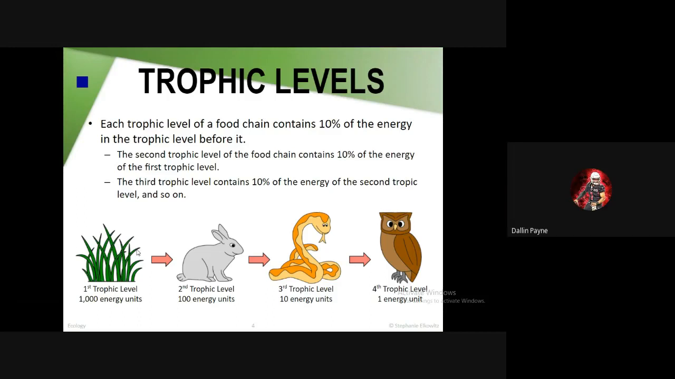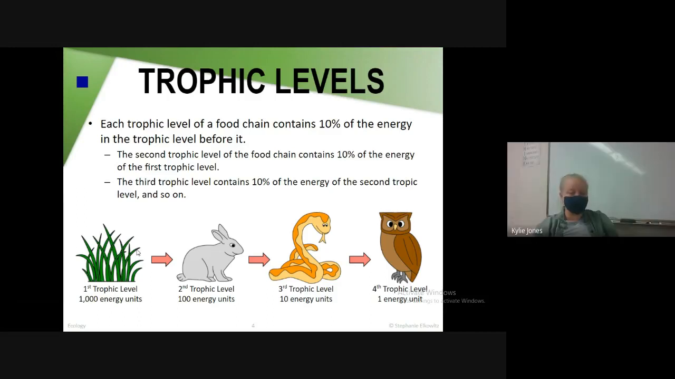So when you look at the numbers underneath the animals in this one, the first trophic level is that plant that has 1,000 energy units. If you divide that by 10, you get the amount of energy that the rabbit has, 100 energy units. If you divide 100 by 10, you get the 10 energy units that the snake has. And then finally, when you are looking at how much energy the owl has, you divide 10 by 10 and you get 1 energy unit left. 1 divided by 10 is 0.1, 1/10.